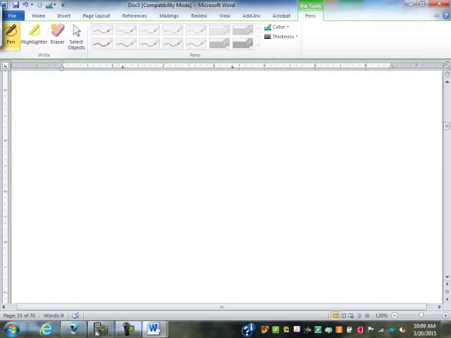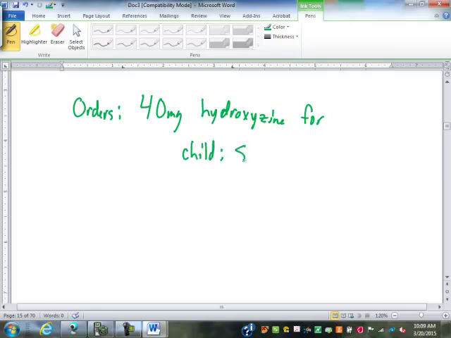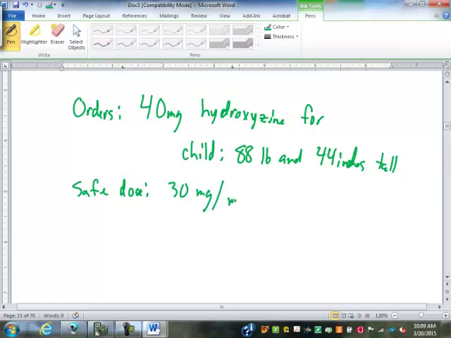So anyway, let's say that the doctor orders 40 milligrams of hydroxyzine for a child, 88 pounds and 44 inches tall. You look it up, the recommended safe dose is 30 milligrams per square meter. So is this a safe dose?